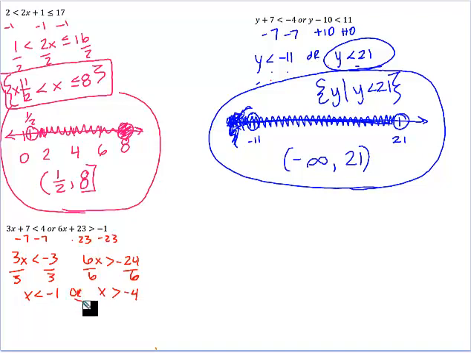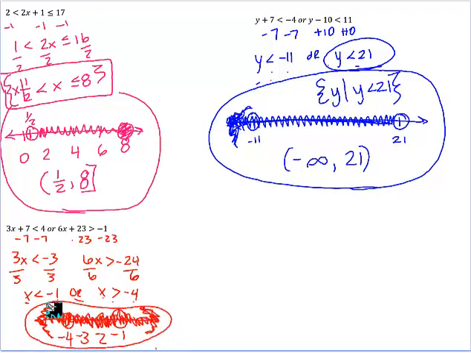Or, so on a number line, we should have negative 1 and negative 4. So if x is less than negative 1, here we're at negative 1, and we're going to the left. So there's x is less than negative 1. If x is greater than negative 4, here we're at negative 4, and we are going to the right. And now, notice what just happened to our number line. Our entire number line is shaded in. So what does that mean?